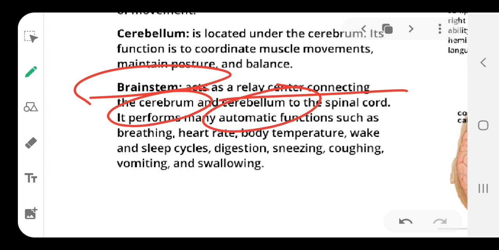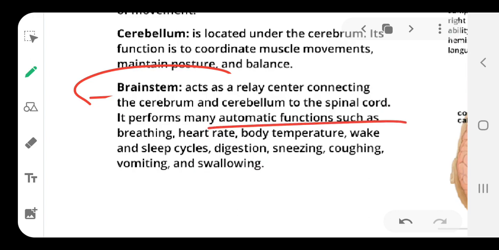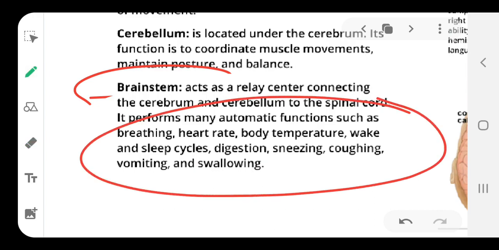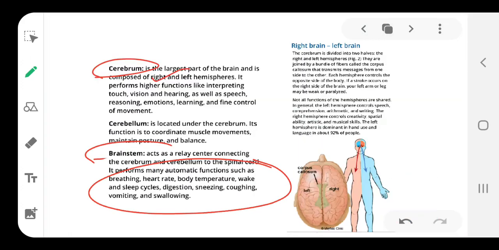It also has a big role in automatic functions such as your breathing, your heartbeat, body temperature, the sleep cycle, digestion, sneezing, coughing, vomiting and swallowing. So these are the massive functions performed by the brainstem. Write it down, all the main functions of the brainstem.